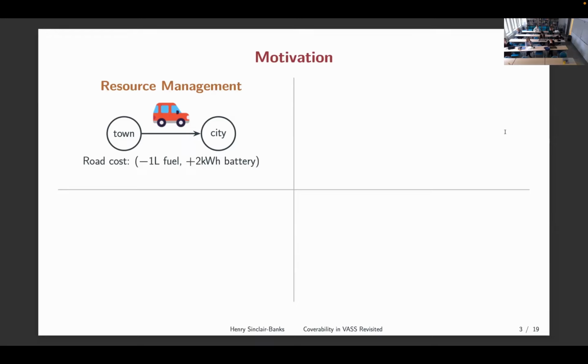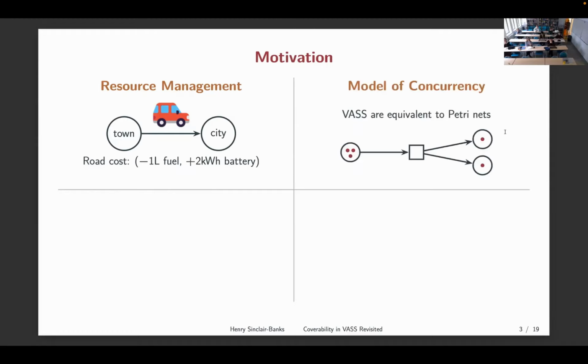It's a bit of a silly example where you might have a hybrid car. It has a battery and a fuel cell, and maybe there are roads around a network that look a lot like a directed graph, and now you can write down the costs of the roads as how much fuel and how much battery they cost, or maybe you gain battery back by regenerative braking, maybe it's a downhill road or something. And then the coverability problem just asks, can I get to work from my home? It's a very natural problem.